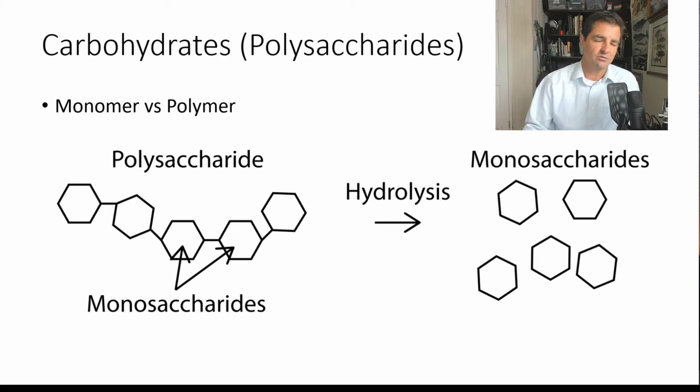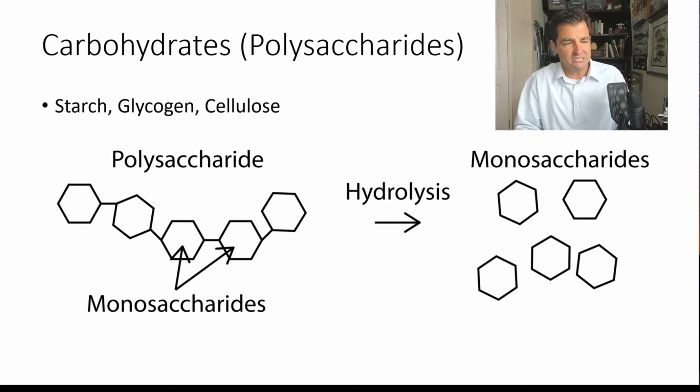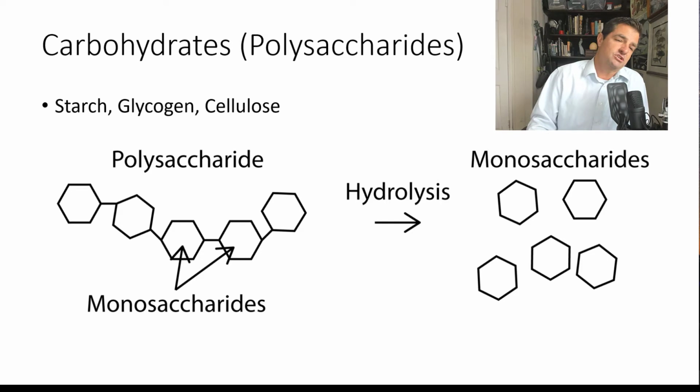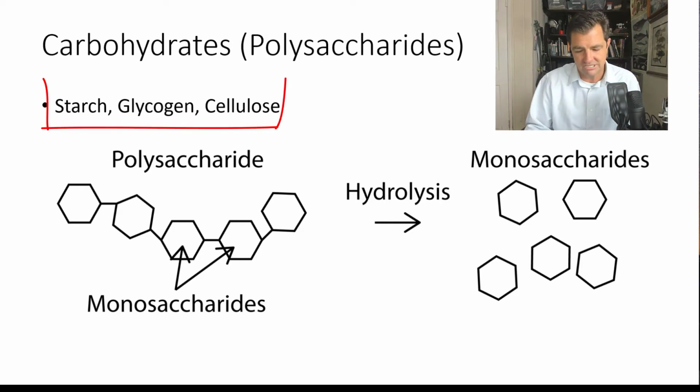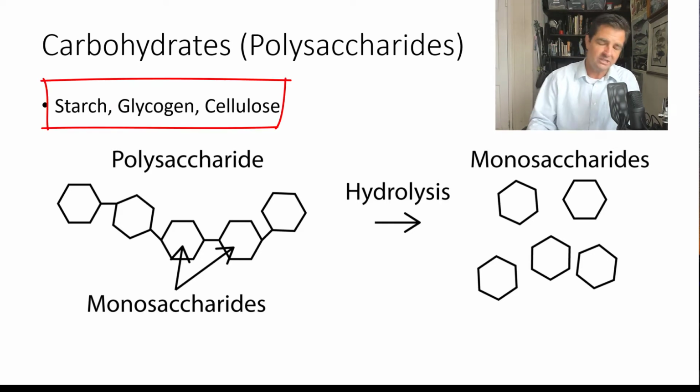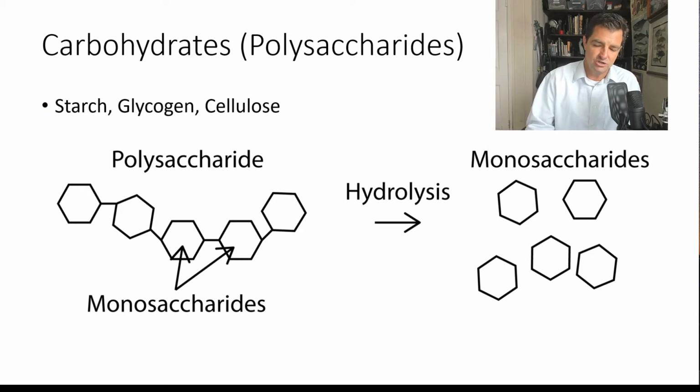Examples of polysaccharides include starch, which is found in plants and things like potatoes and pasta. Glycogen, which is a carbohydrate that we have in humans and other animals that's used to store carbohydrate energy. And then cellulose. Cellulose is a polysaccharide that is typically found in the cell wall of plants.